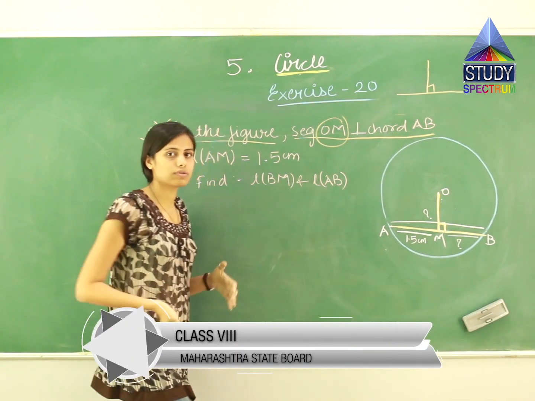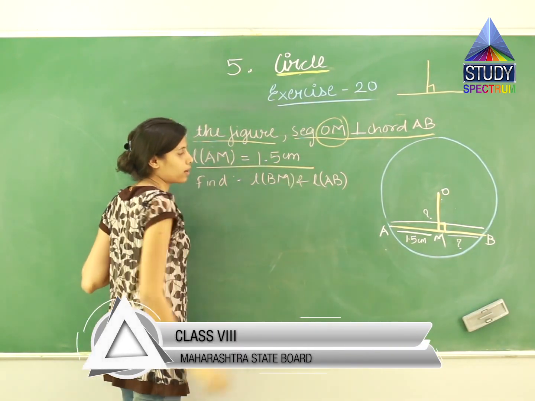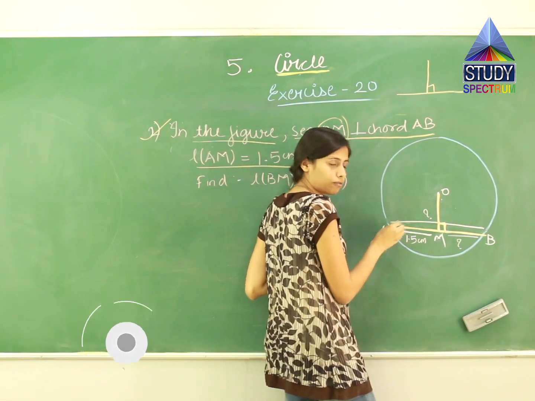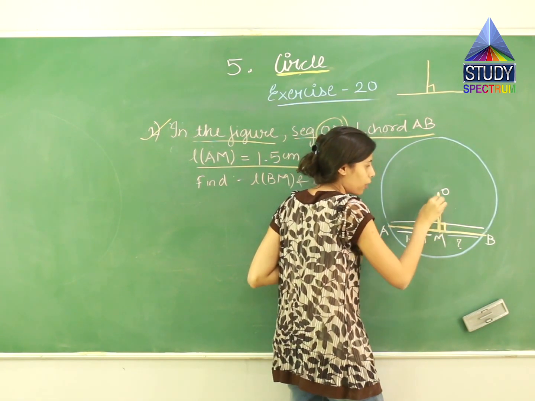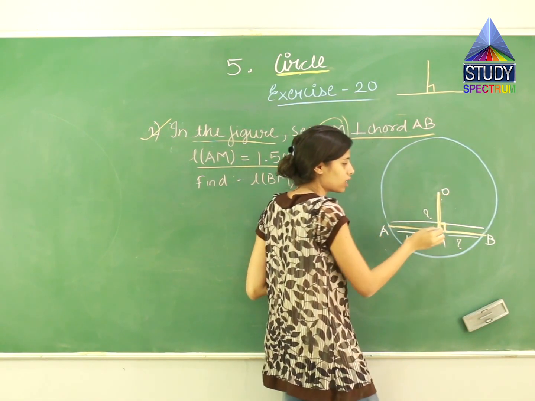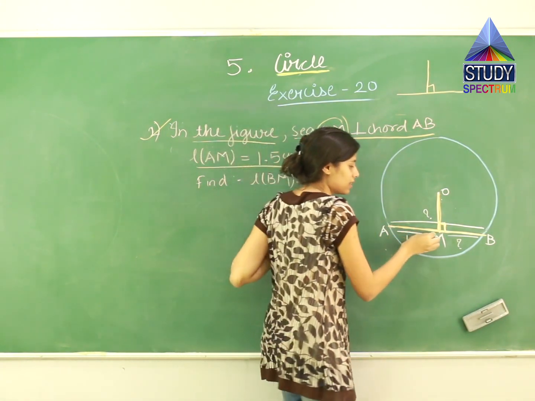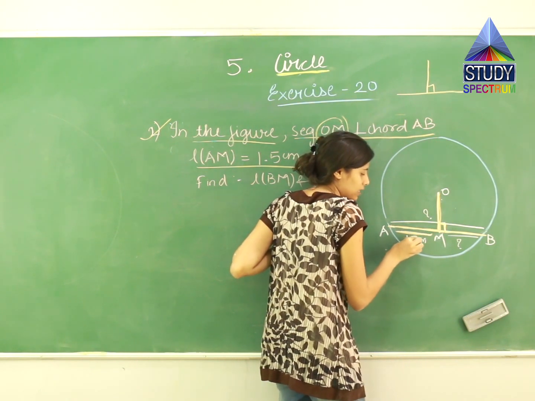Now let us read the question further to understand what they are asking us in the question. AM is 1.5. A is the first point of the chord and M means the point on which the perpendicular touches the chord. So this is M and this is A, and they are telling that the length of this segment is 1.5 centimeter.